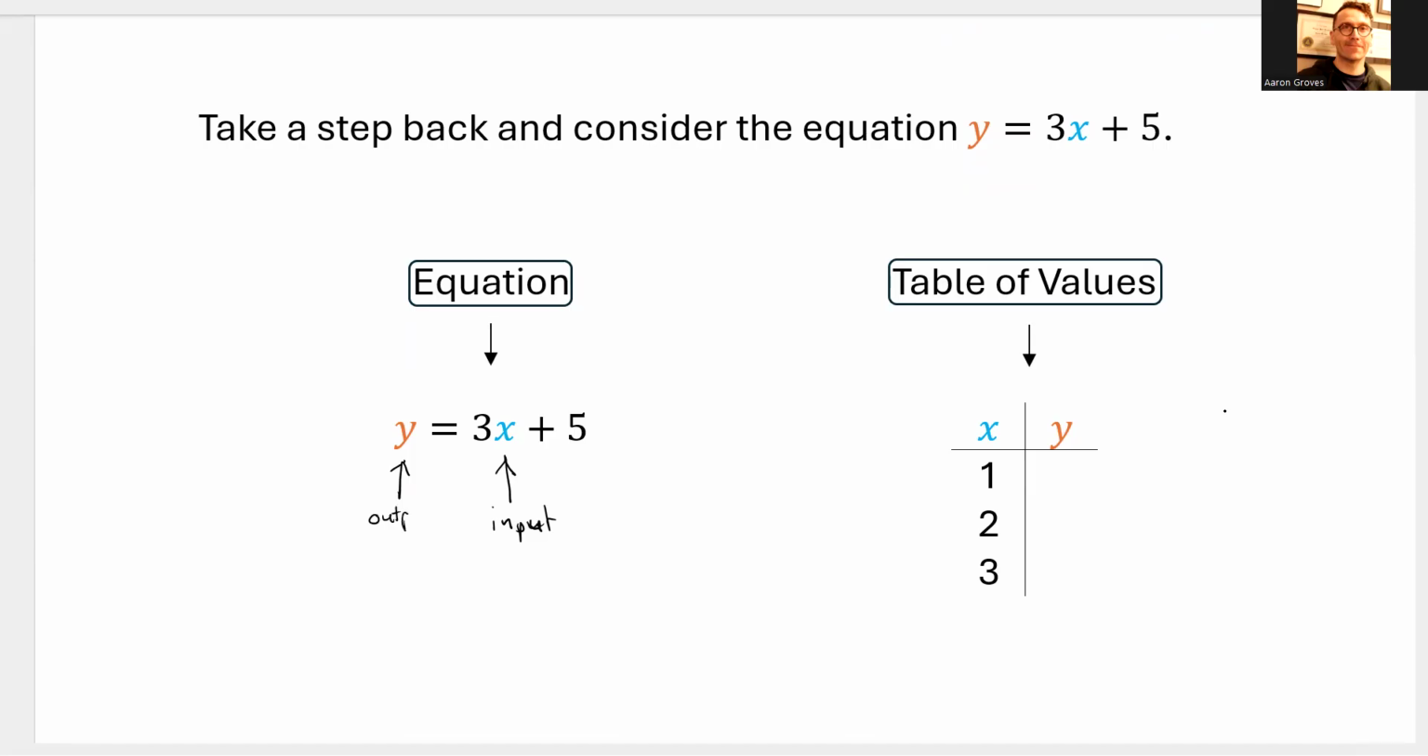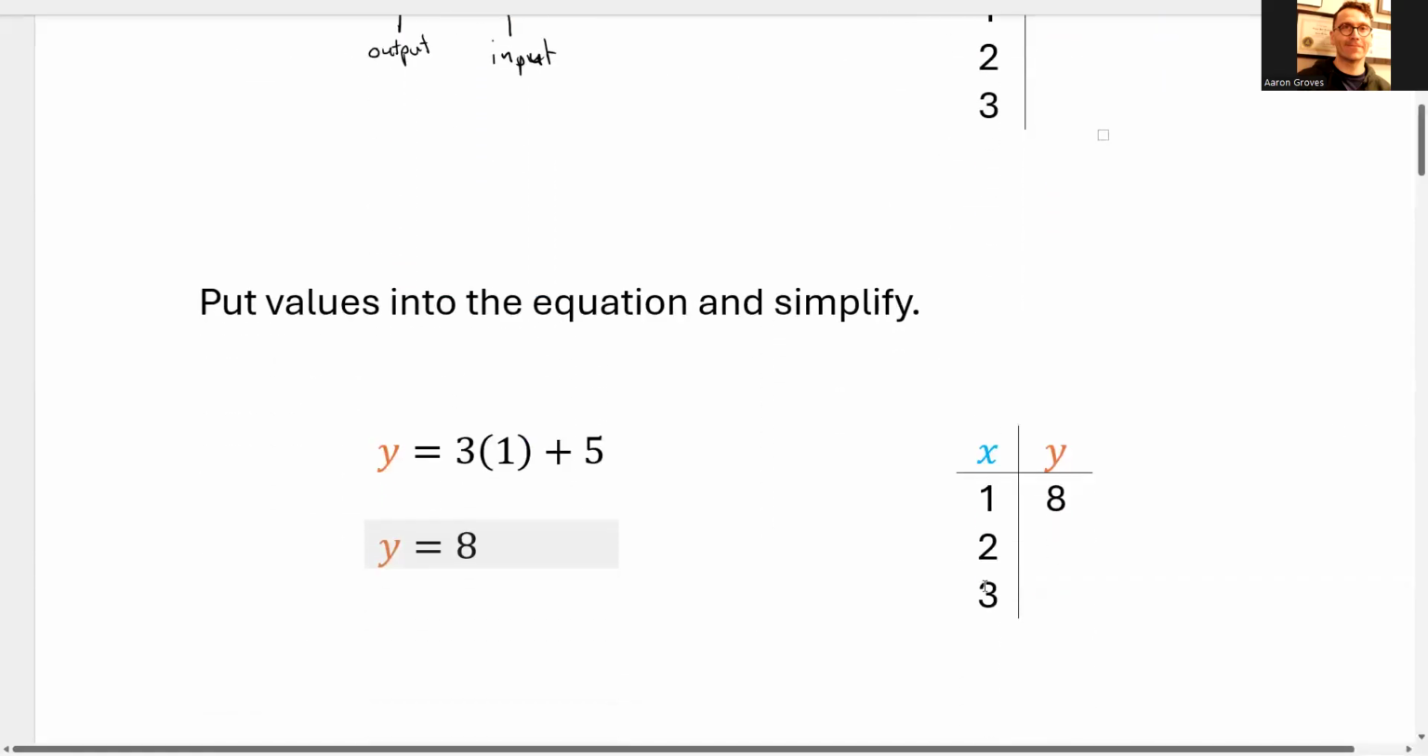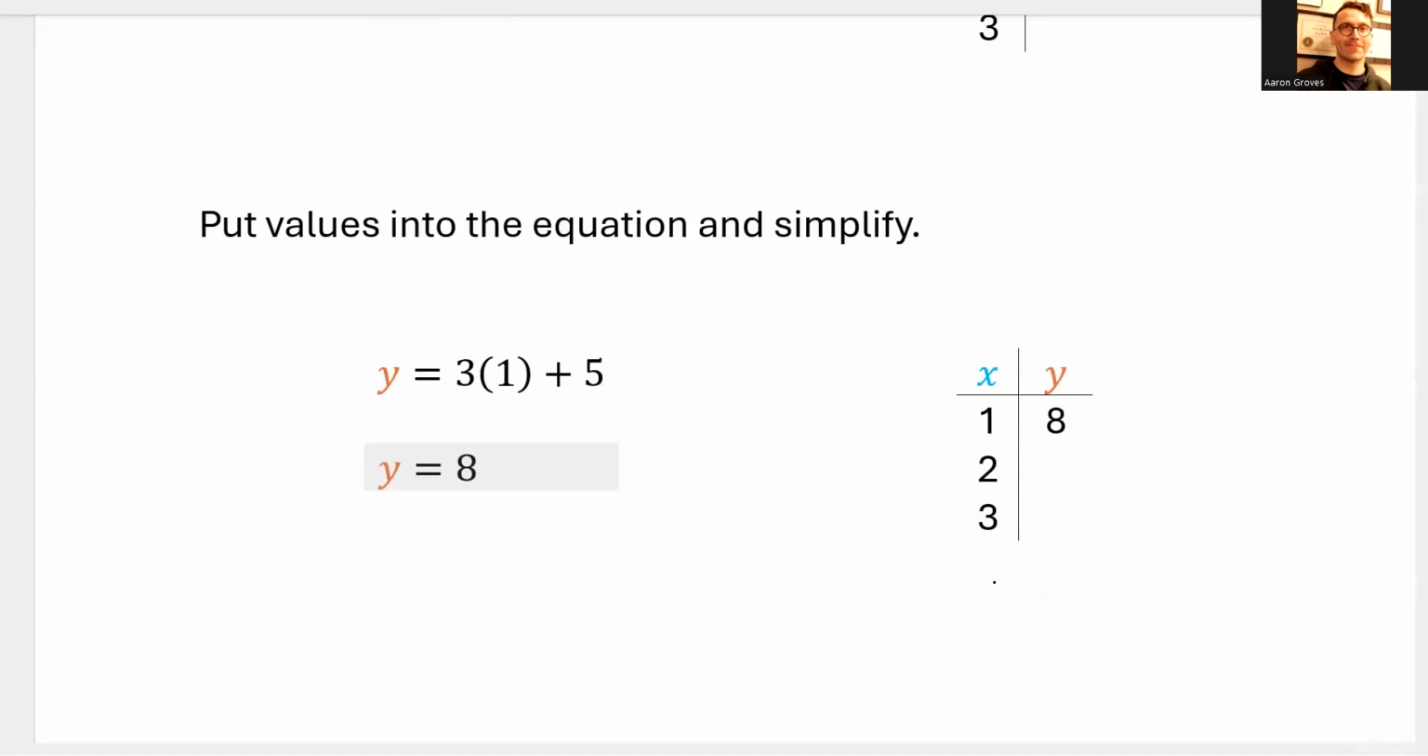So what I want to call the x variable is the input, and then the y variable, I'm going to call my output. So let's go ahead and try this. When x is equal to 1, we input it into our equation. So I plug 1 into this, and what I get out after simplifying, well, let's simplify it together. 3 times 1 is equal to 3, and 3 plus 5, that's equal to 8. So my input is 1, and my output is equal to 8.